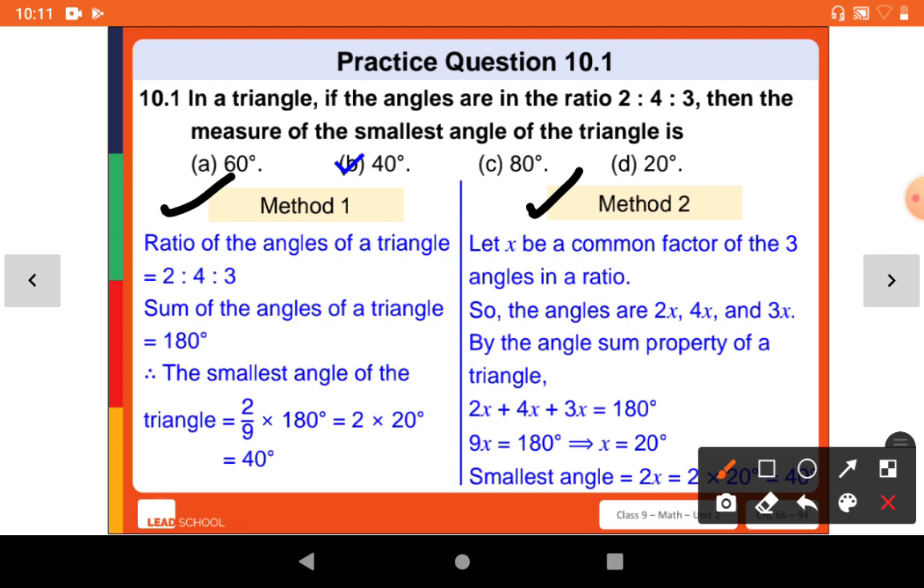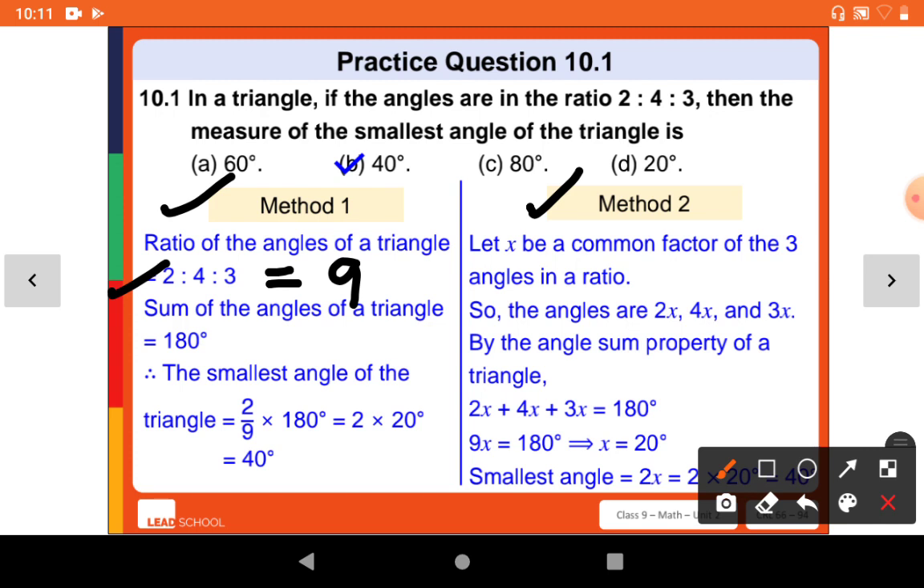I will explain you both the methods so that whatever the method you find easy, you can proceed with the same. Method number 1, ratios of the angle is given to you 2:3:4. So first of all you have to do sum of ratio, that would be equal to 9.